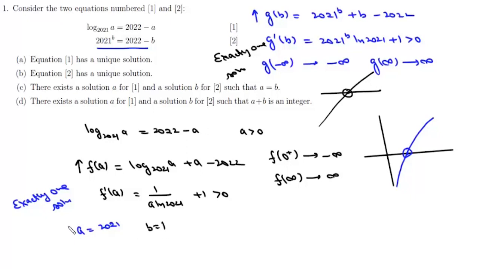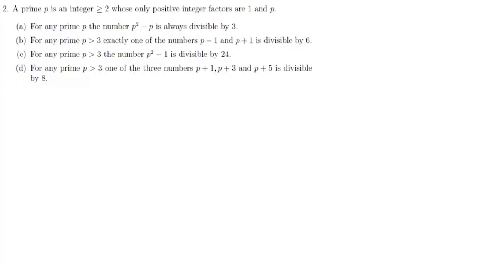So we have a unique solution for both the equations. In the first case, the value of a must be 2021, and the value of b must be 1. So the correct options are: equation 1 has a unique solution, equation 2 has a unique solution, and a equals b is not possible. And there exists a solution a for 1 and solution b for 2 such that a plus b is an integer. So the correct options are a, b and d.